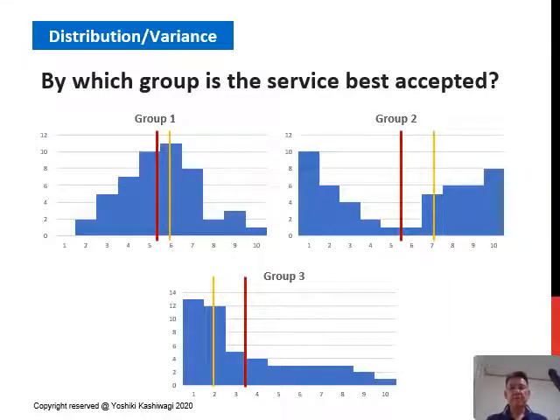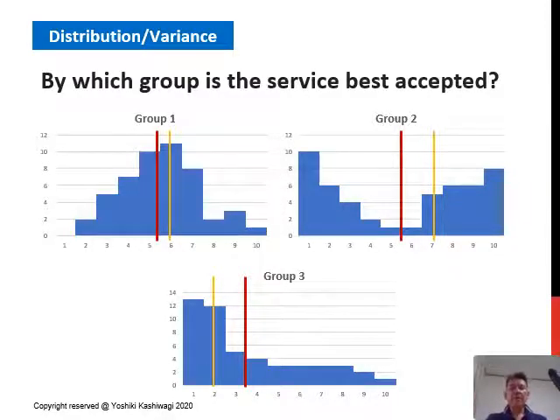Okay, let's look at the distribution of the result of each group with the histogram. When you look at group 1, by the way, the red bar shows the average and the yellow bar shows the median. For group 1, as you can see, the shape looks like this. And group 2 is something like this. And group 3 is something like this.